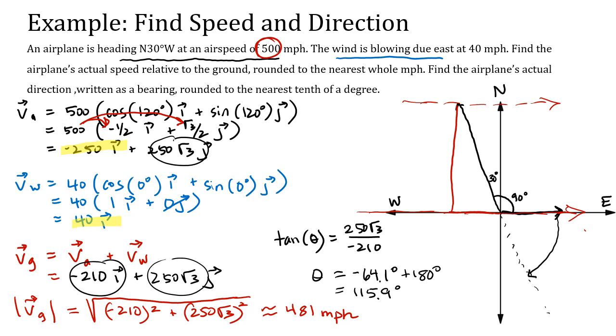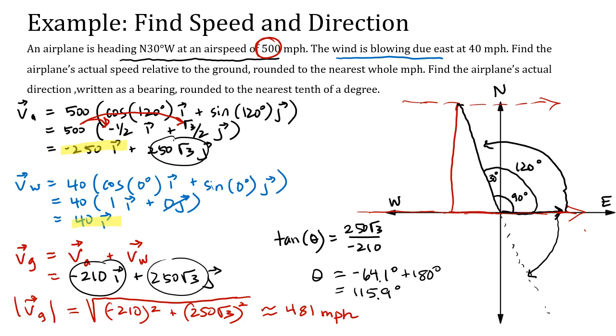115.9 degrees. Now remember, what I had was 120 degrees, right? That's what the angle measure was from the positive x-axis. Now I have 115.9 degrees. That, in my opinion, is believable, right? That's about right there. But is that the bearing? And the answer is no, that is not the bearing.